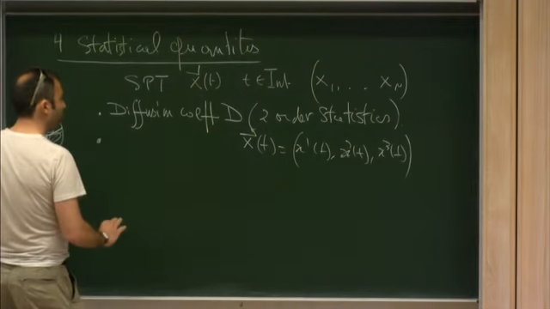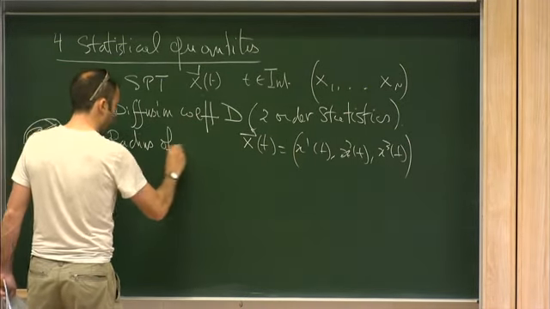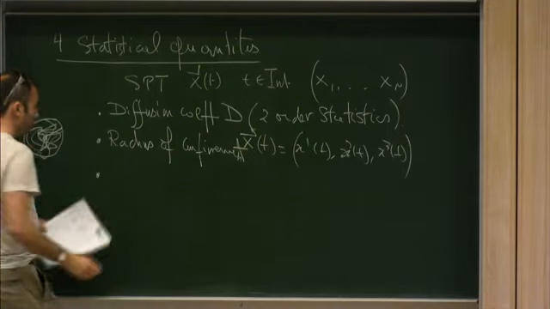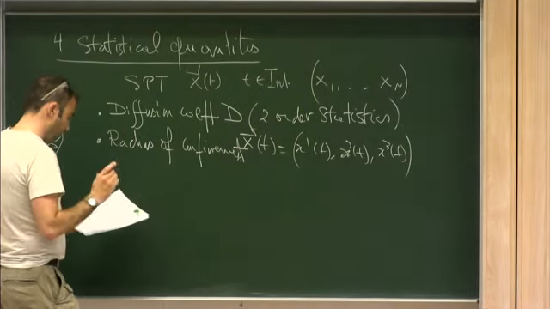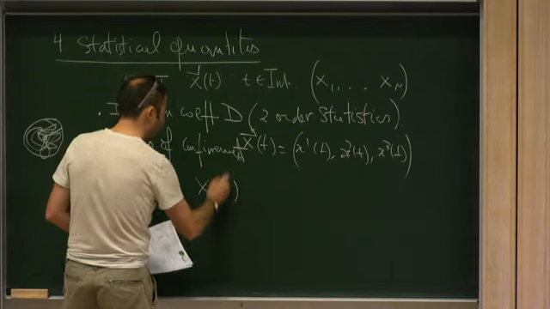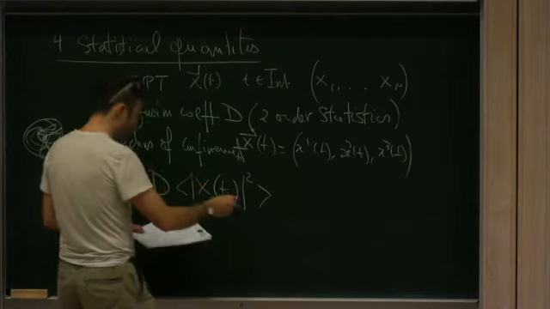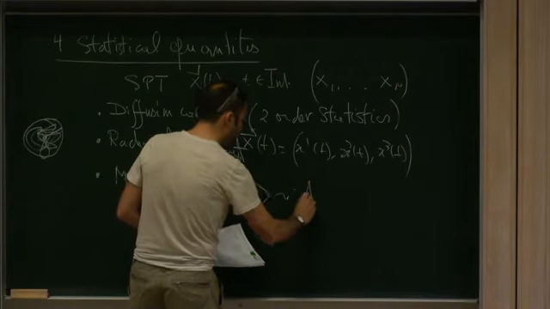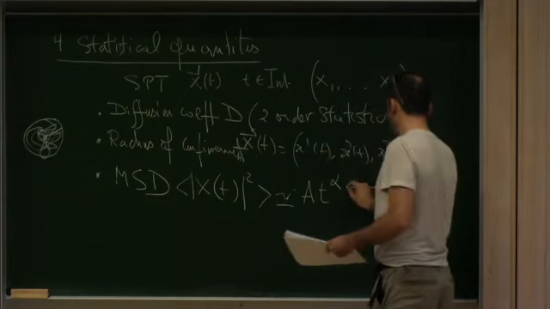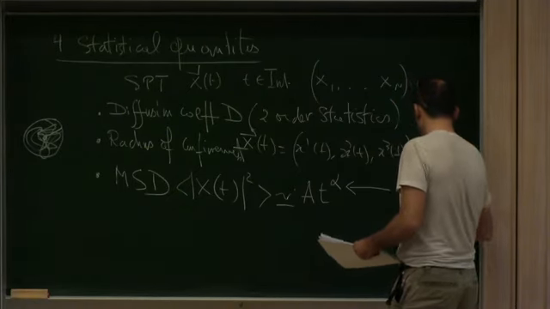The diffusion coefficient D, then you're interested in the radius of confinement. Then there is what is called the mean square displacement, which everybody has calculated, which is: you take x of t, let's suppose at 0 it is located at 0, you average over realizations, and for short time asymptotics, it behaves like a constant times t to some power alpha. So usually it's of interest to estimate alpha and the constant a.